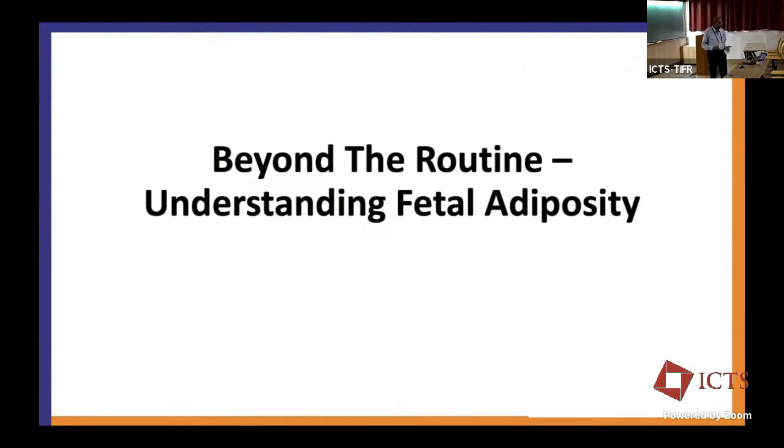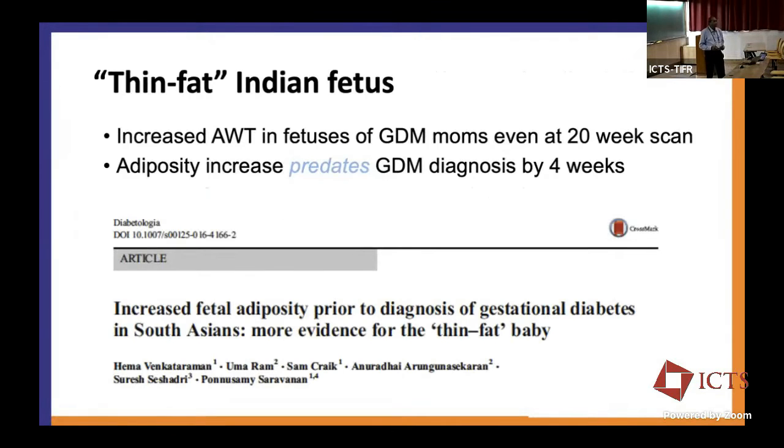Now, let's go beyond the routine, okay? And let's understand fetal adiposity. This is not something which everybody can do. This is the work Dr. Saravanan, Uma, and myself have done. She has already told you that in gestational diabetes, the baby has a possibility of the fat getting deposited earlier. And this may be a marker even before the diabetes in the mother comes to light. So this is an exploration in the journey we're doing.